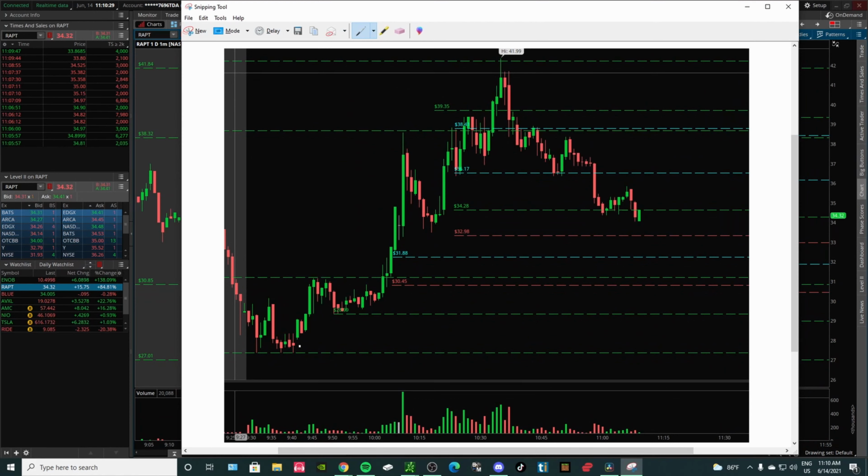I first started looking at RAPT when it was entering this run, and I noticed that we had a pullback, and I was looking for an ABC pattern. An ABC pattern is where we have a run, a small pullback, and then that's when we have the push up. So we have the A point, the B point, and the C point, and then the D point, which is the execution.